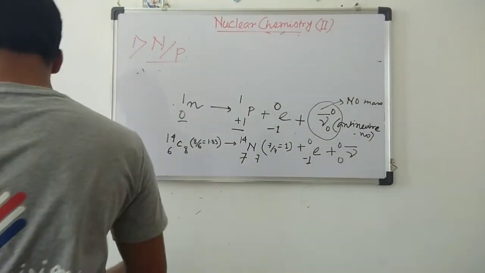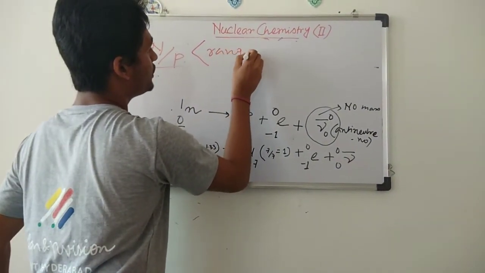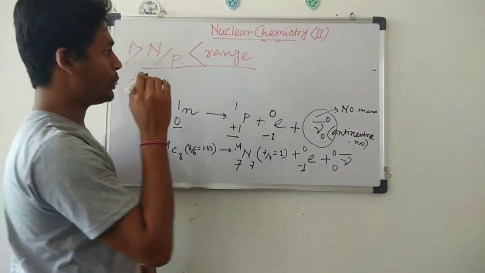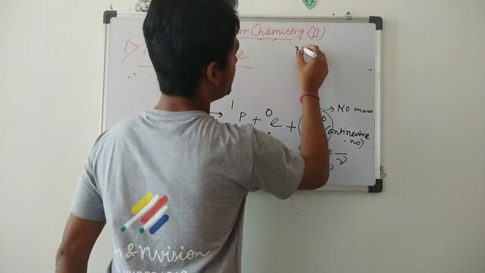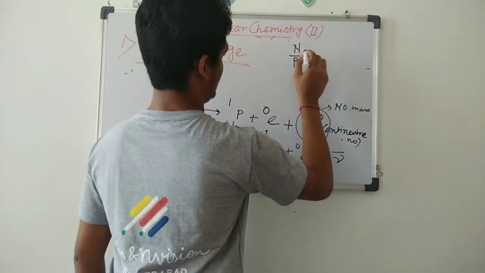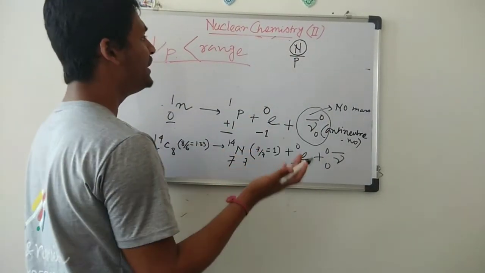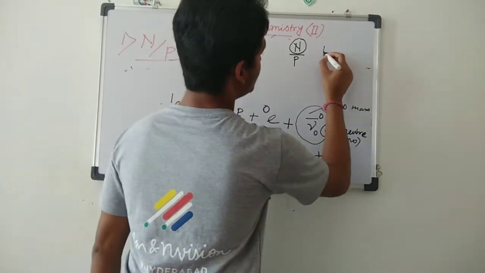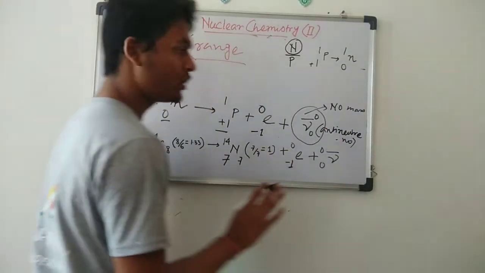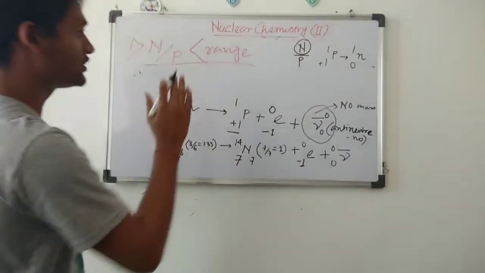So now let's talk about if N by P ratio is less than the range. Range means I am obviously mentioning the stability range. So if N by P ratio is less than the range, what will happen? Now again we have N by P, so it should now increase. We need N increasing. That means one proton can transform into one neutron. Then N will increase and proton will decrease. That time again N by P ratio will increase, and other possibilities I will discuss one by one.